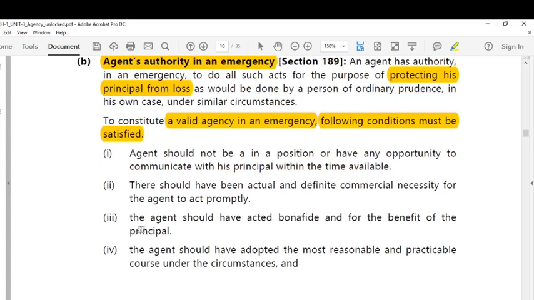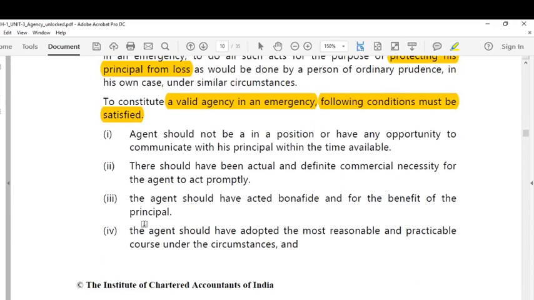To constitute a valid agency in an emergency, the following conditions must be satisfied. There are about five conditions which are given to establish that there is an emergency. The first condition says that the agent should not be in a position or have an opportunity to communicate with his principal within the time available. So the agent doesn't have time to communicate to the principal and take his consent for the actions of the agent.